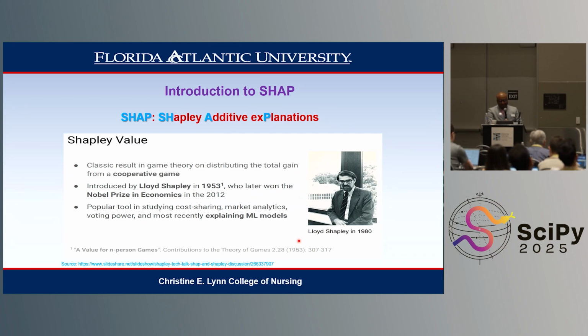So SHAP means Shapley additive explanation, and this gentleman is called Lloyd Shapley, who got the Nobel Prize in economics in 2012, and who made this explainable model, based on game theory, cooperative game theory. I'm not going to explain the game theory here.